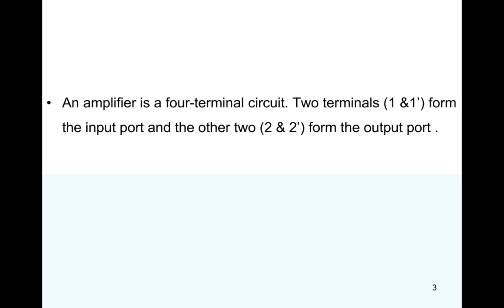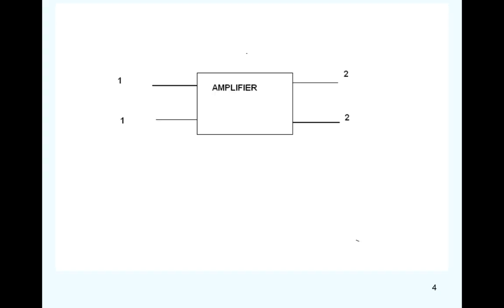The two terminals 1 and 1 form the input port, and the other two terminals 2 and 2 form the output port. This is the amplifier circuit. Let us say 1 is input and 2 is output.